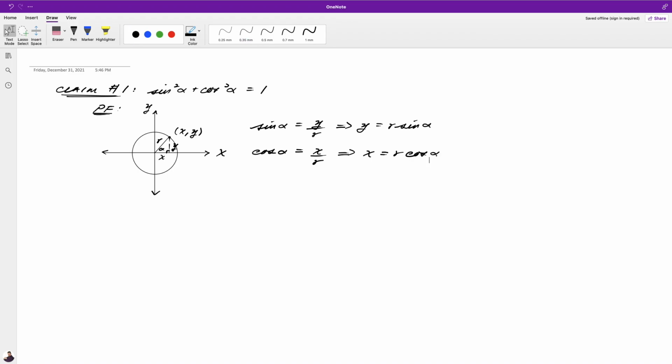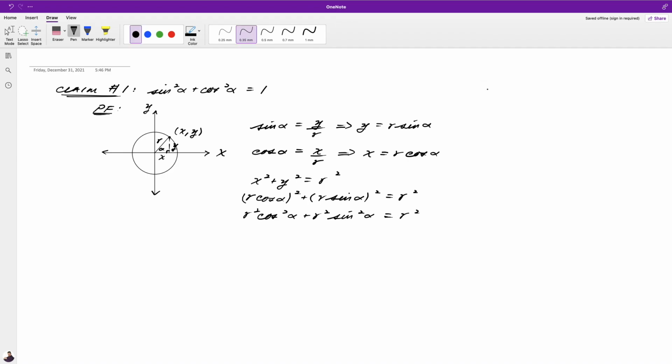Now, we have proven the Pythagorean theorem in a past video. I'm just going to go ahead and use it right now. x squared plus y squared we know is equal to r squared. And that means, of course, that r cosine alpha all squared plus r sine of alpha all squared is equal to r squared, which means that r squared cosine squared alpha plus r squared sine squared alpha equals r squared.